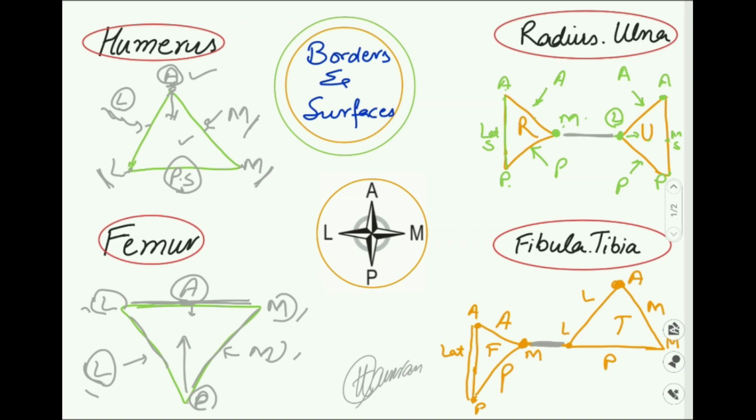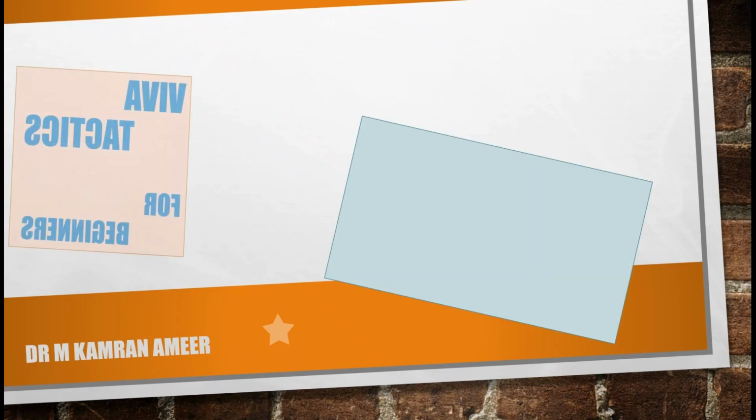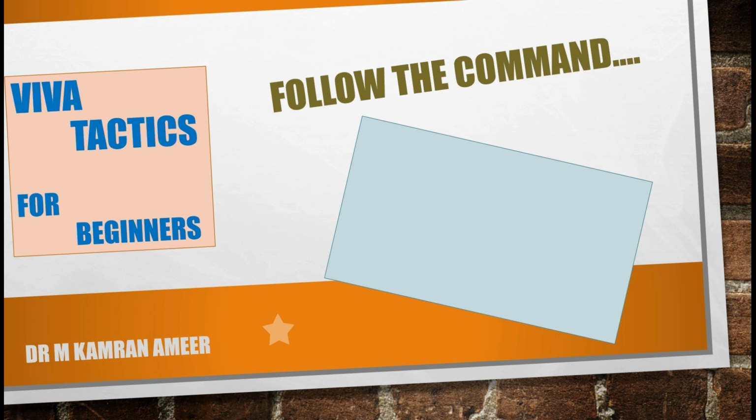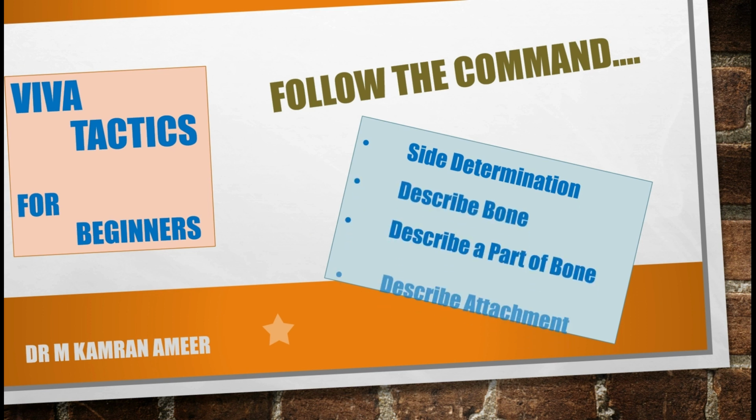of the bones. And now the viva tactics for the beginners. Always follow the command. Answer only what has been asked. Question can be side determination, describe a bone, describe a part of a bone, or describe the attachment over the bone. First introduce the bone and then demonstrate what has been asked only.